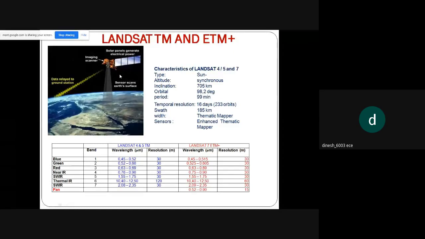So this is how the Landsat is being launched in space. We have these sensors that scan the Earth's surface. The imaging scanner is present in the satellite. The solar panels generate electrical power and supply it to the satellite entirely. A part of that is being replaced by the image scanner, and this is the Earth.